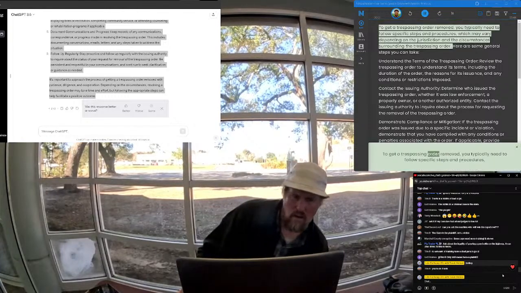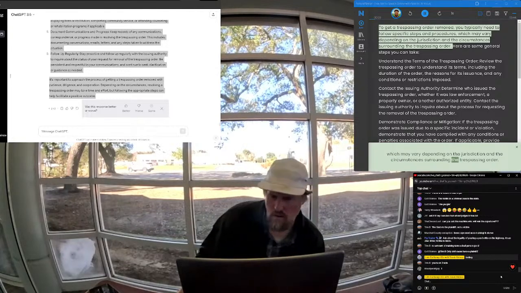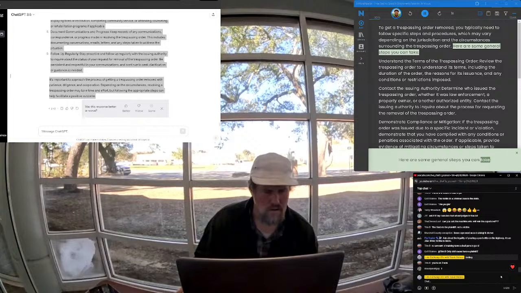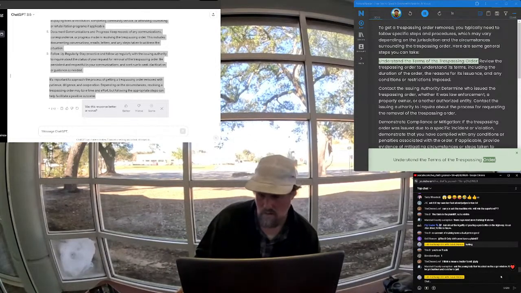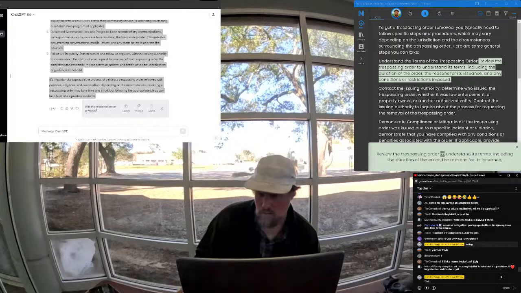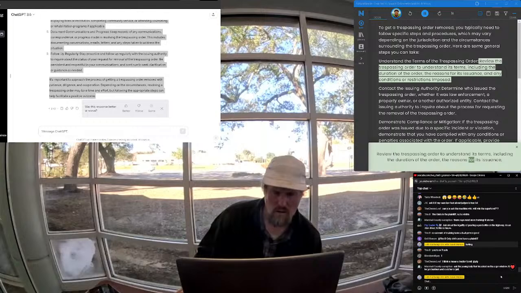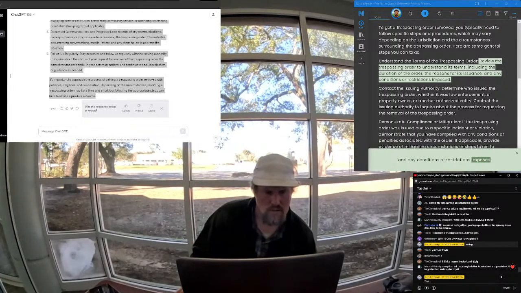To get a trespassing order removed, you typically need to follow specific steps and procedures, which may vary depending on the jurisdiction and the circumstances surrounding the trespassing order. Here are some general steps you can take. Understand the terms of the trespassing order. Review the trespassing order to understand its terms, including the duration of the order, the reasons for its issuance, and any conditions or restrictions imposed.